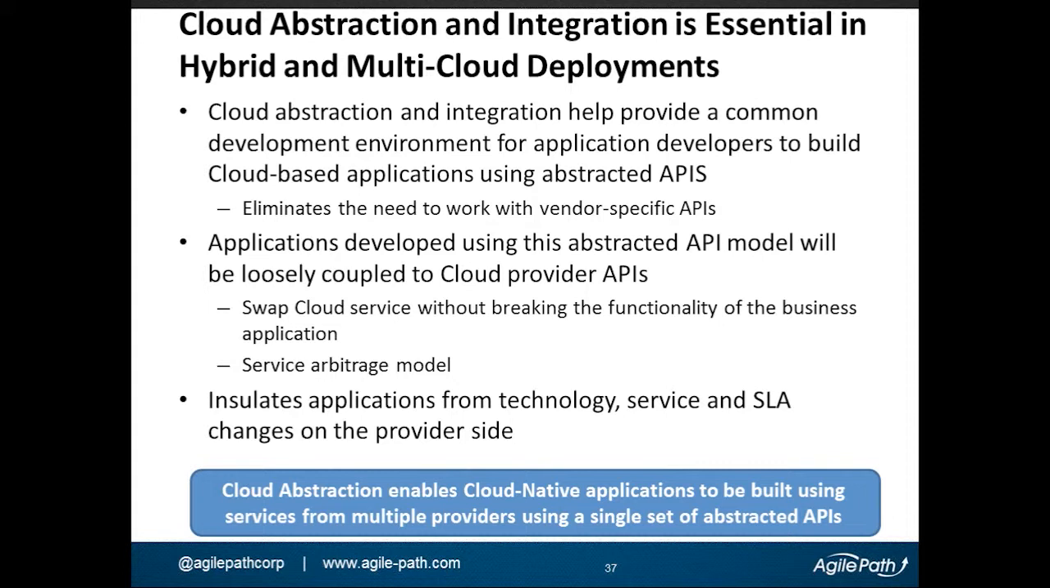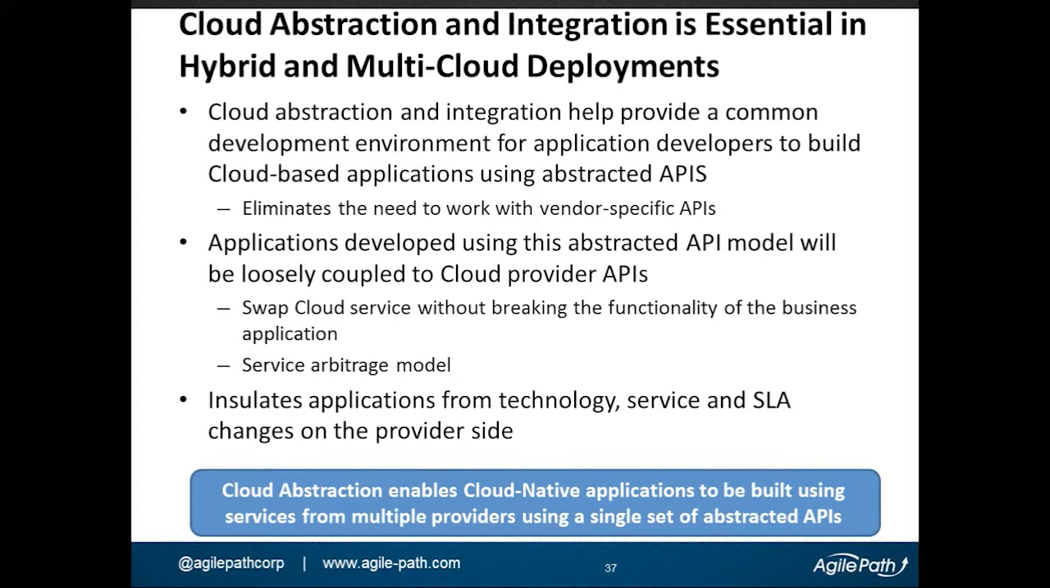So the cloud abstraction layer gives you the opportunity to start exploring some of the service arbitrage ideas that are out there, where I can swap out equivalent infrastructure as a service capabilities based on current day pricing, and I need to be able to have this abstraction model in place to do service arbitrage. Applications developed using the abstracted APIs will be loosely coupled to provider APIs, as I said, using the broker-neutral APIs. So I can swap out the service, I can do arbitrage, and it also helps insulate those apps from technology changes on the provider end, service changes, SLA changes, et cetera.